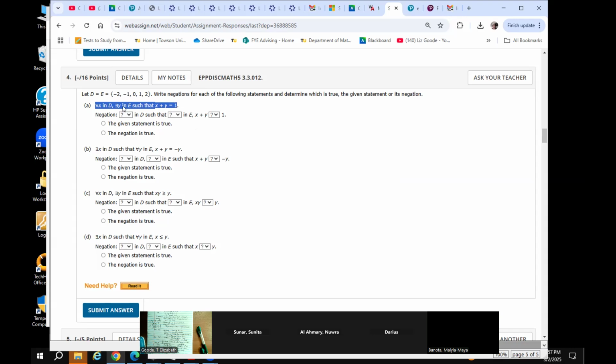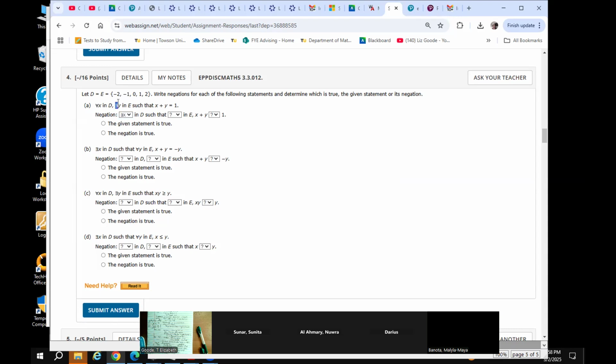Yeah, now we have two quantifiers, right? That's the big difference. We have for all x in D, there exists a y in E such that x plus y equals 1, right? So when we negate that, what happens to the for all x in D? They exist. That's right, there exists an x, and you stick with the x. We don't change the domain and we don't change the variable.